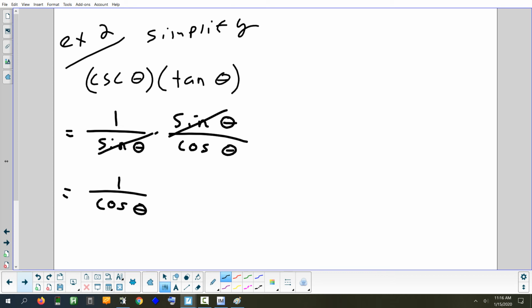Now, the tricky thing about simplify is you don't really know where to stop. You stop there, is that enough? No. I would say if you can write something without a fraction, that's simpler than a fraction. So what is 1 over cosine? Secant.